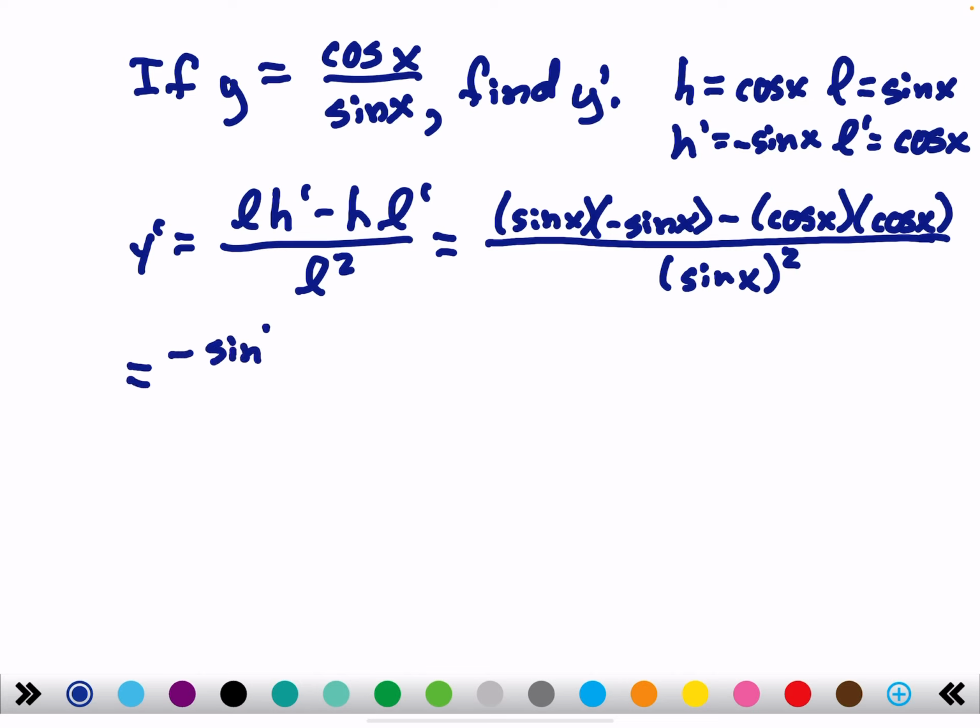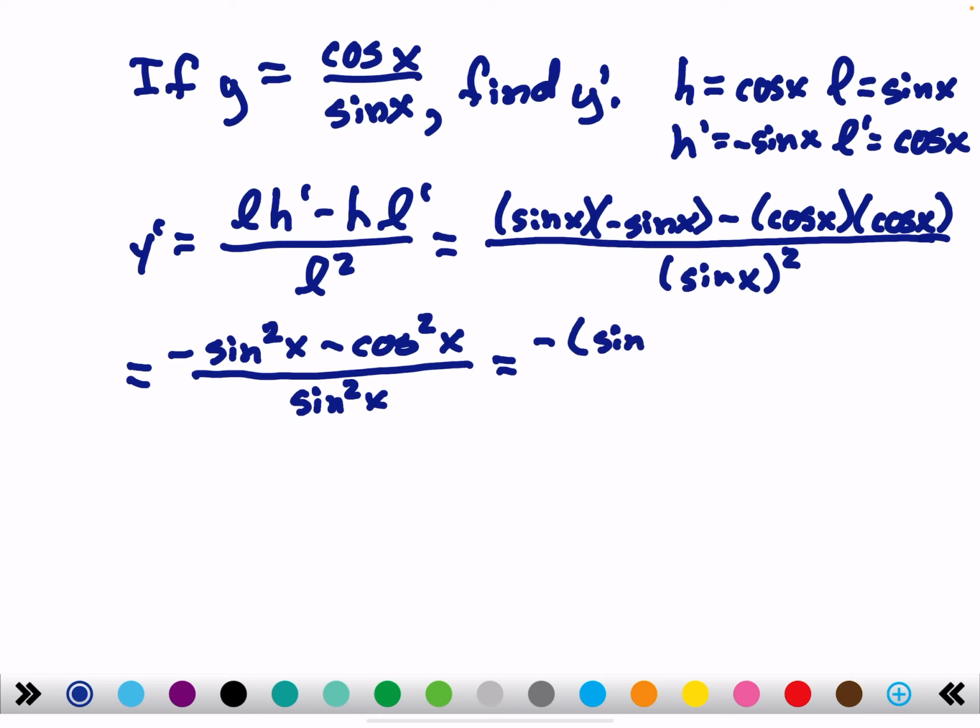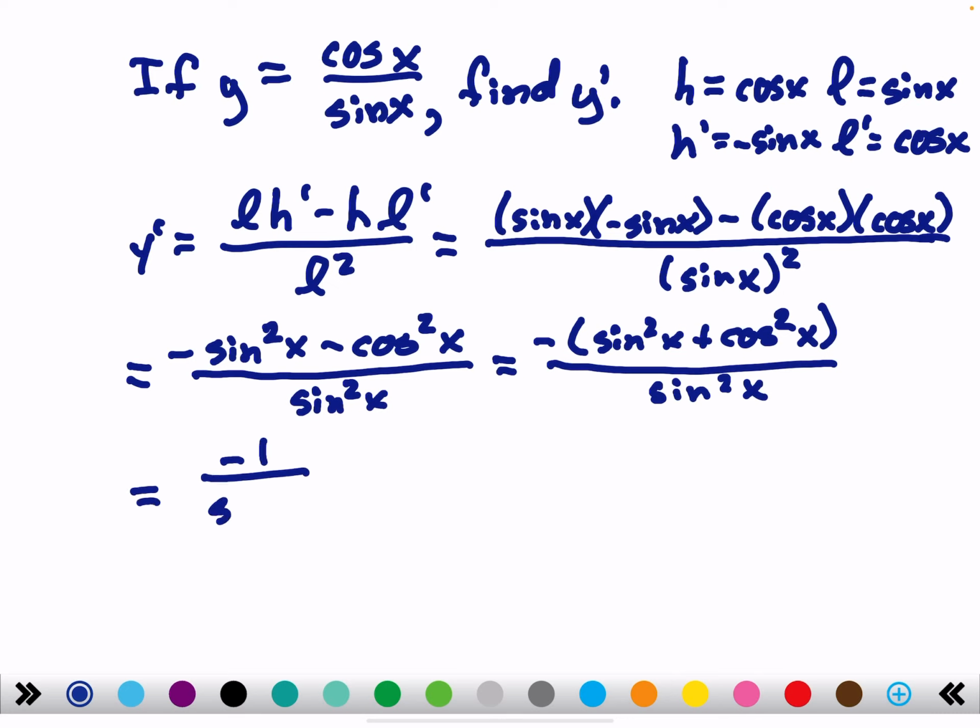Now let's see what we get when we simplify that. So this is negative sine squared x minus cosine squared x in the numerator over sine squared x in the denominator. You can factor out a negative 1 in the numerator. That will give you negative parentheses sine squared x plus cosine squared x over sine squared x. That will equal negative 1 over sine squared x. And what is the reciprocal of sine squared? That is cosecant squared. But this would be negative cosecant squared x because the numerator is negative 1. So the derivative of cosine x over sine x is negative cosecant squared x.